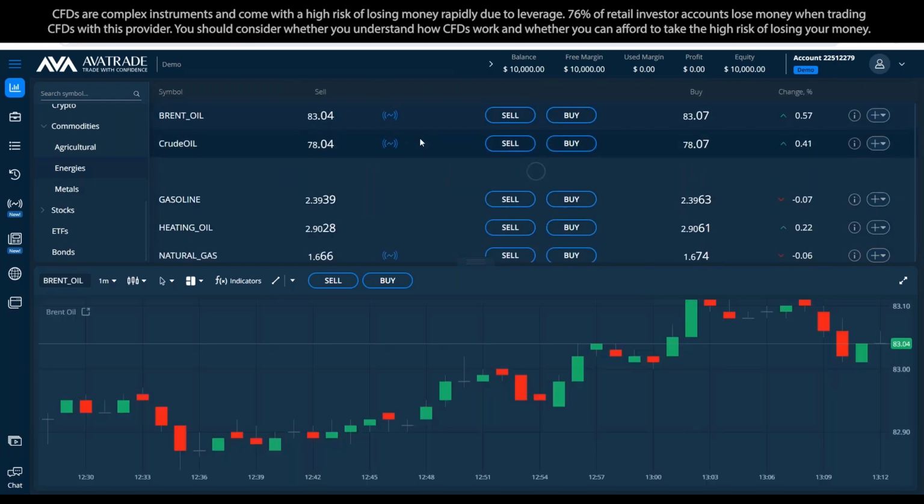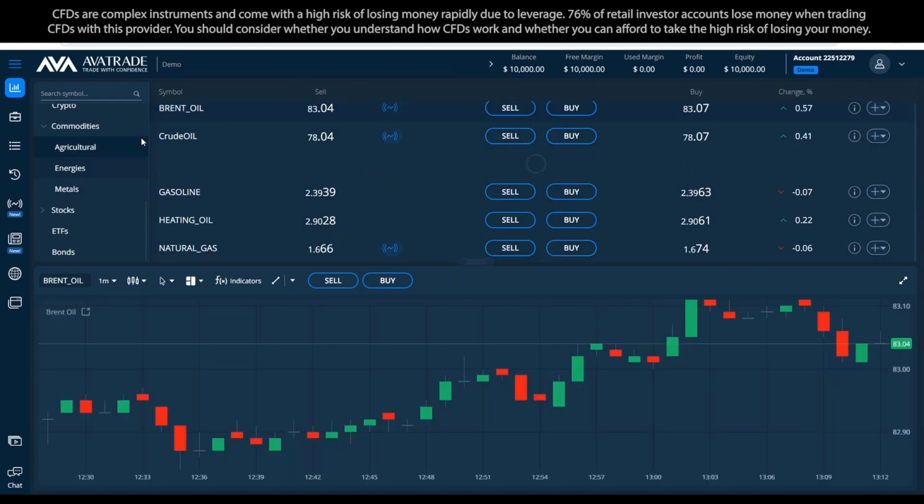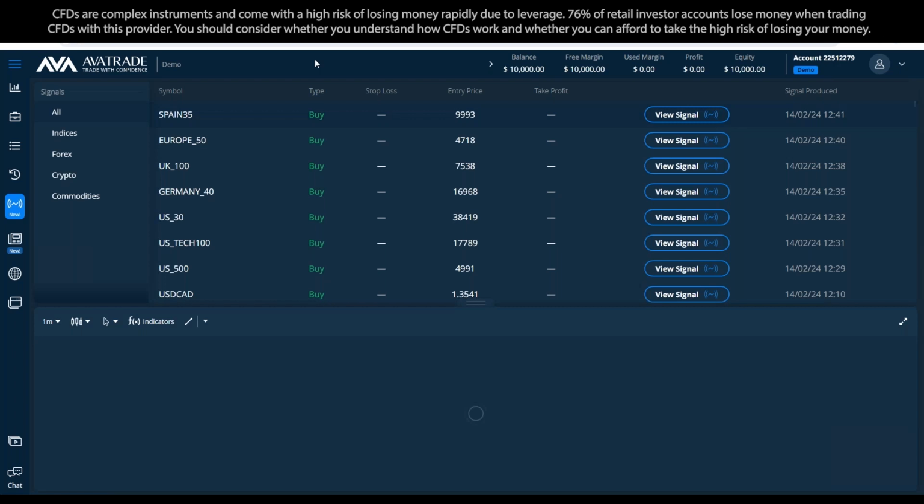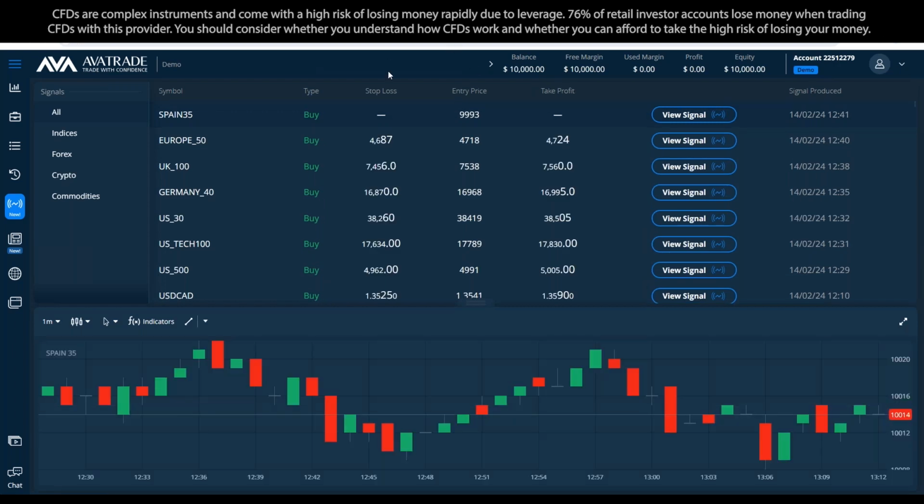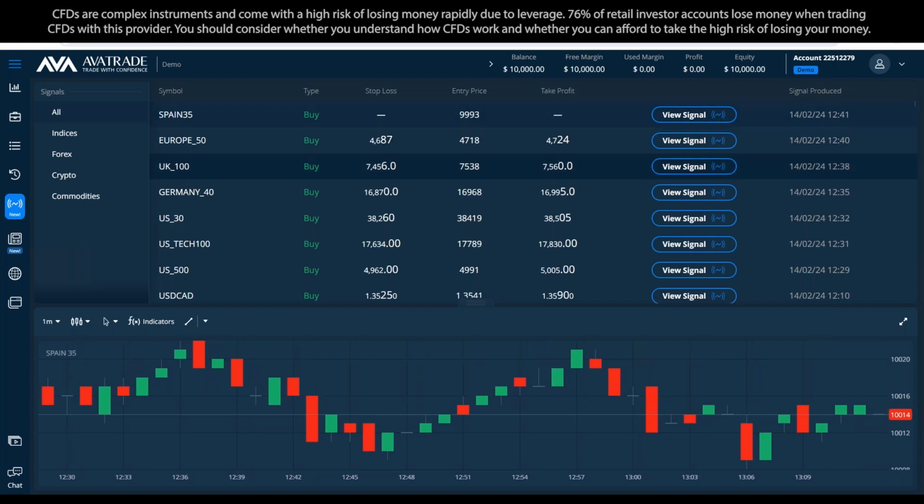Let's see. Heating oil, gasoline doesn't have it. Some assets don't have it. But when you're going to the signal section itself, you're going to see all the assets by their production date, and then you can choose from the oldest to the recent. And it does have certain importance, when the signal was produced.